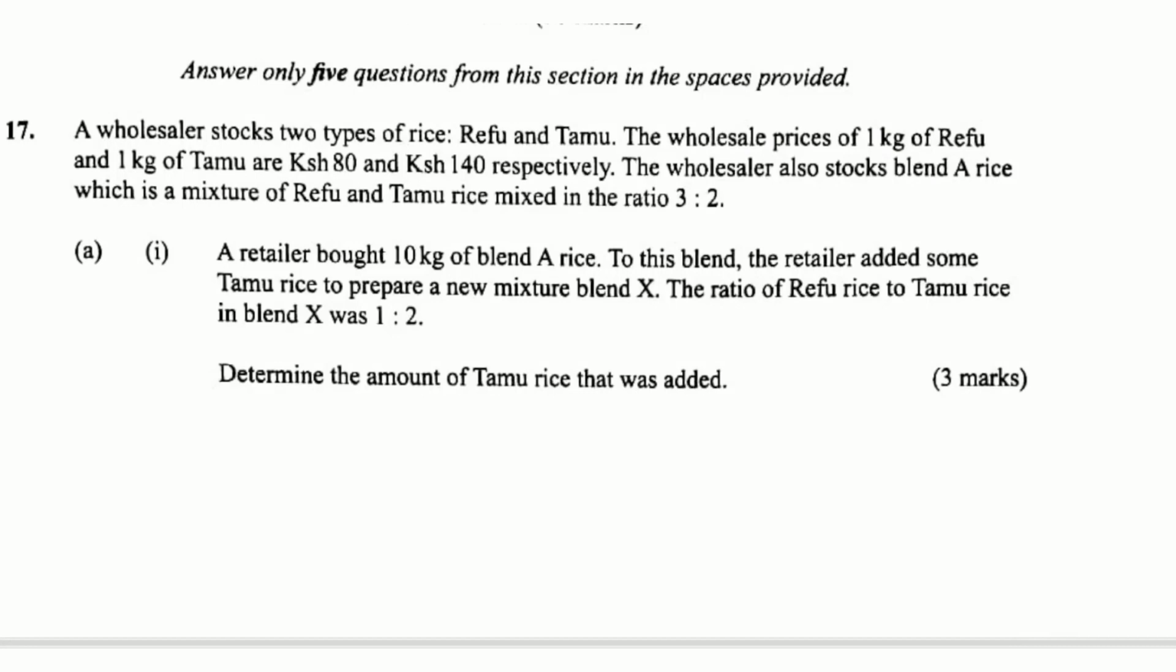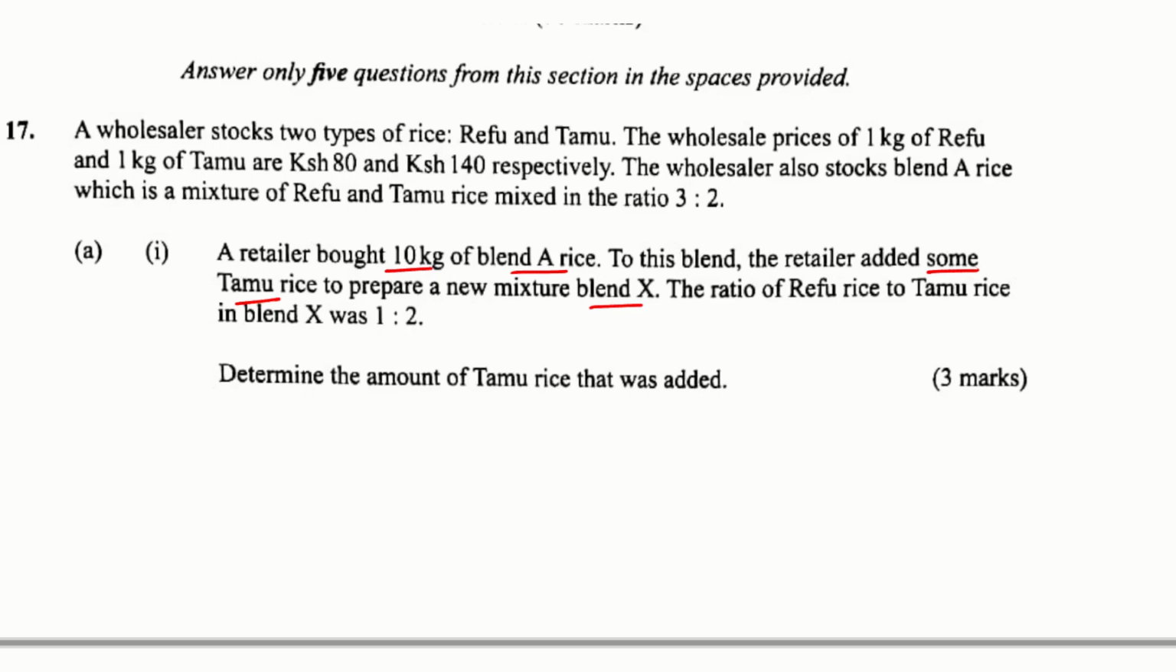A part 1. Determine the amount of tamu rice that was added. Now to solve this, we're going to use this part. A retailer bought 10 kg of blend A rice. Then to this blend, the retailer added some tamu rice to make a new mixture, blend X. So from there, we need to get the amount of tamu rice and refu. So this is how we're going to do it.